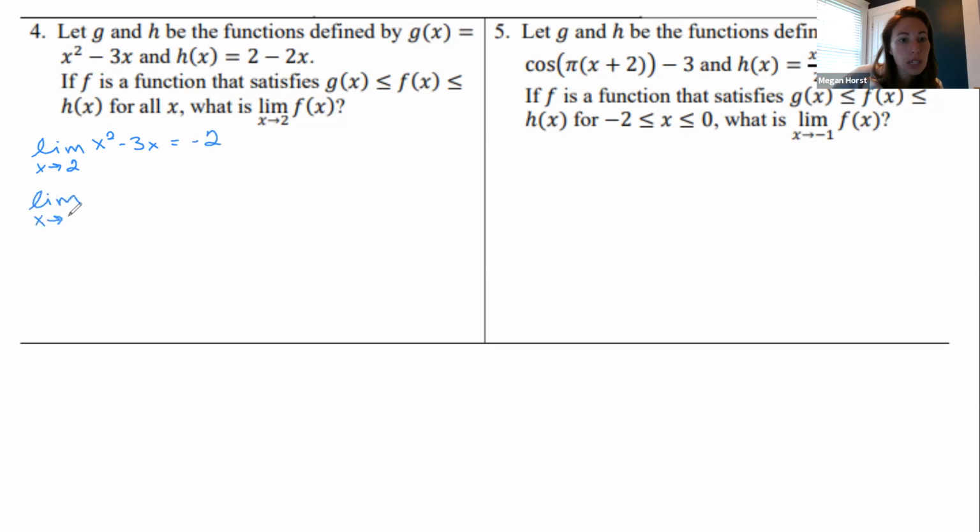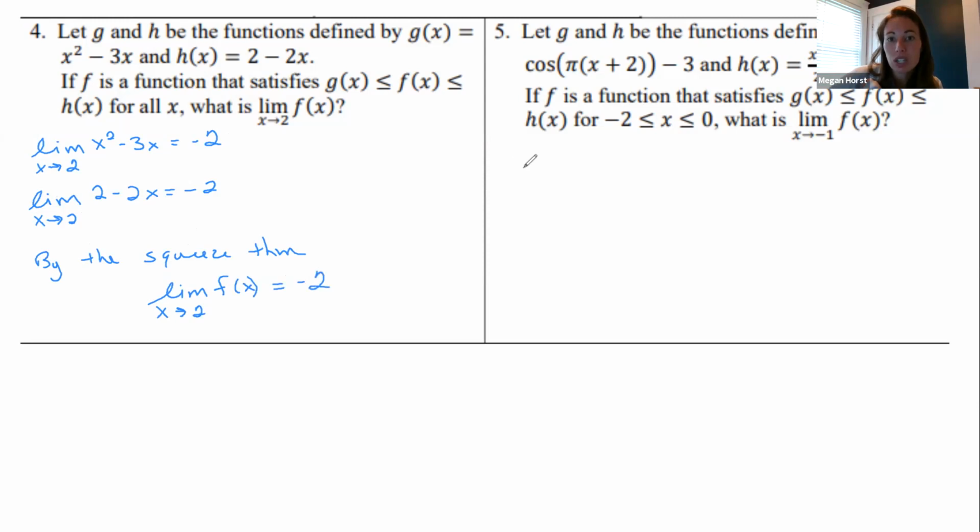And then if I sub into h of x, using our limit notation, again, I get negative 2. So as a result, by the squeeze theorem, I can state that the limit as x approaches 2 of whatever that function is, must be negative 2. Let's check this next one.